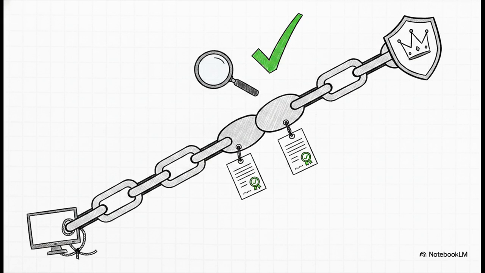But if the chain breaks or leads to a root that isn't recognized by your operating system, your browser is going to instantly throw a massive security warning and terminate the connection.